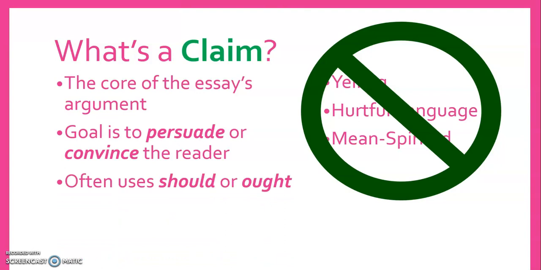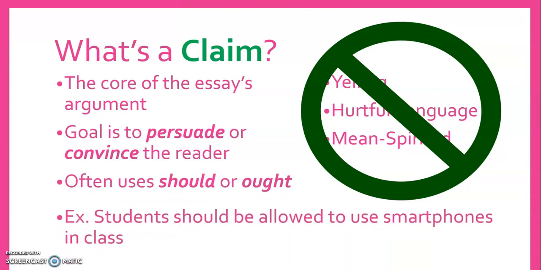Another tip to help you write a claim is that it often uses words like should or ought. Take a look at this example. Students should be allowed to use smartphones in class. So here we have should to help us write that claim, but notice too that this issue can be one that people can take sides on, right? Someone could agree with it, but someone could just as easily write a paper saying students should not be allowed to use smartphones in class. That's the sign of a strong claim.